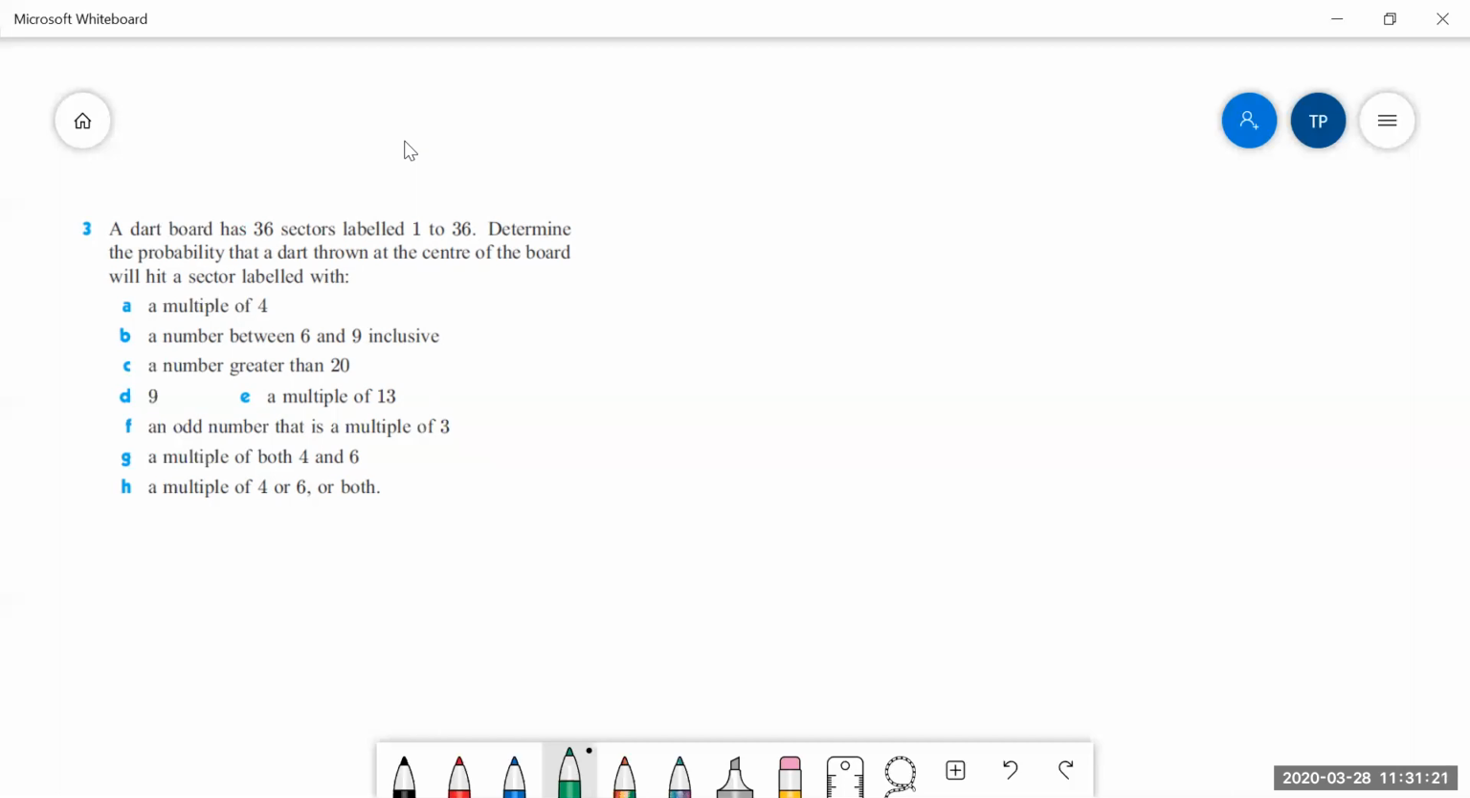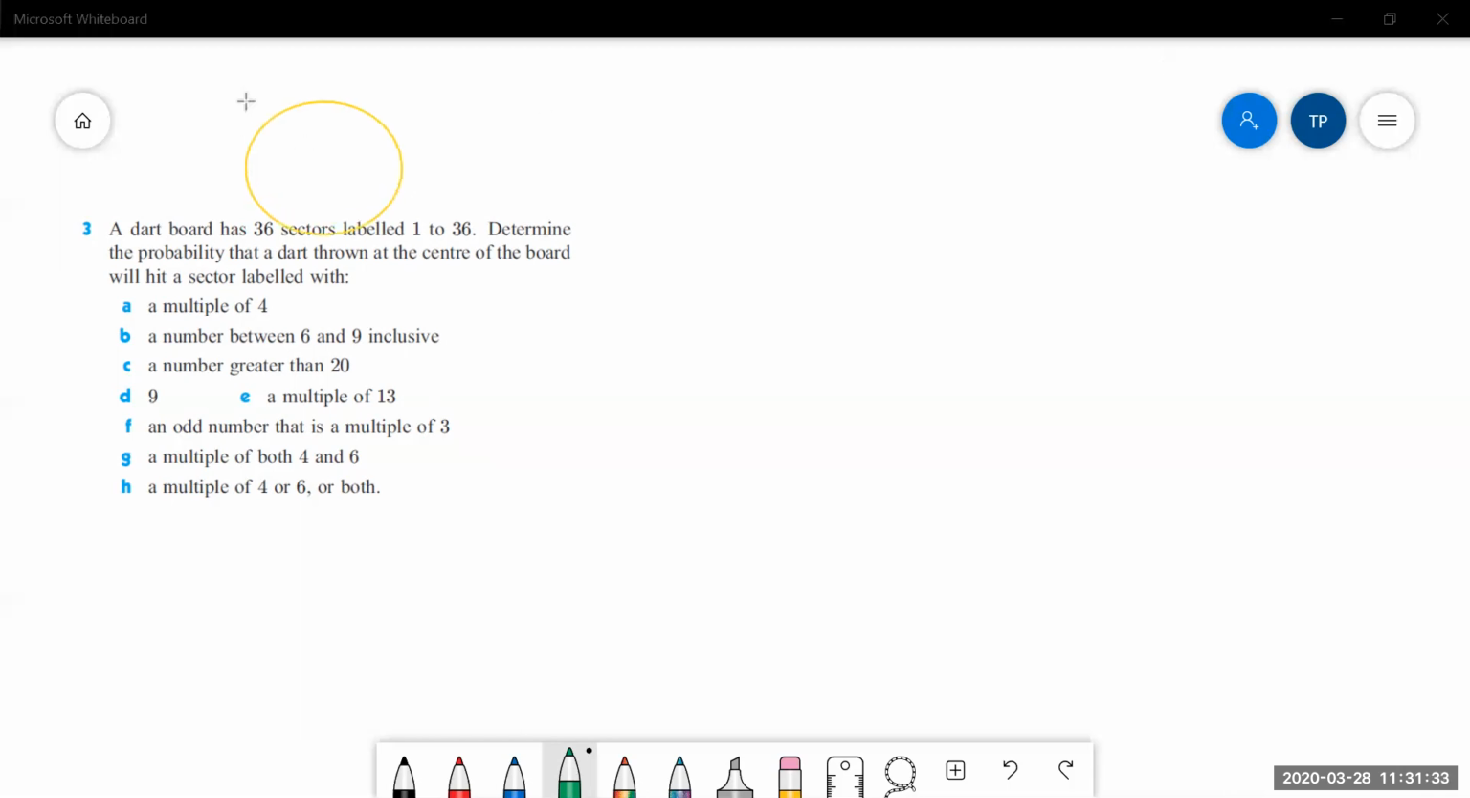Right now, a dartboard has 36 sectors labeled 1 to 36. So basically, it's like a circle with a lot of lines. You've seen a dartboard before, right? So when you throw a dart, it is going to land somewhere. I will not be able to show all 36 sectors, but you get the idea. There are 36 sectors in total.